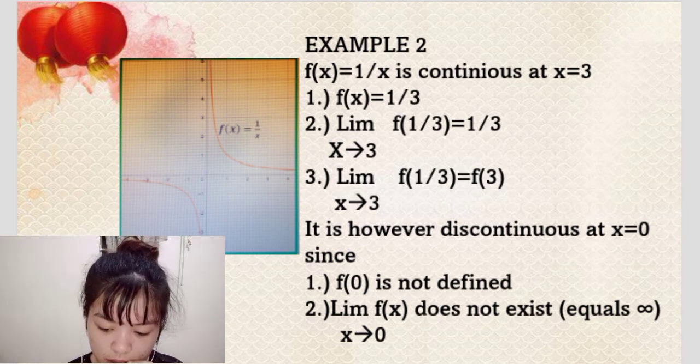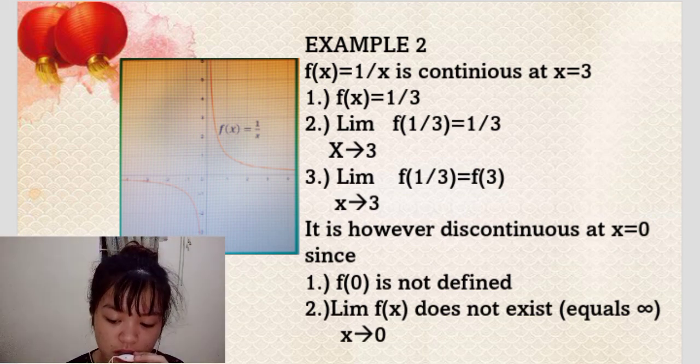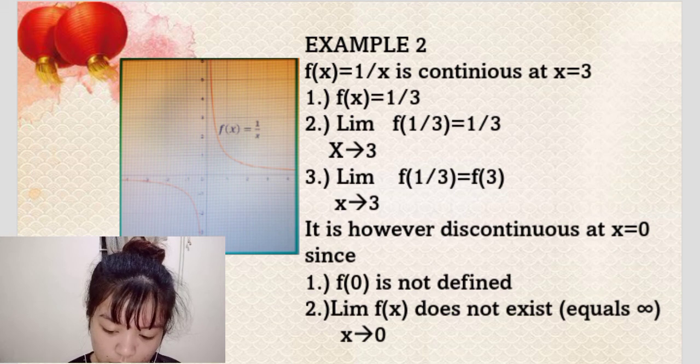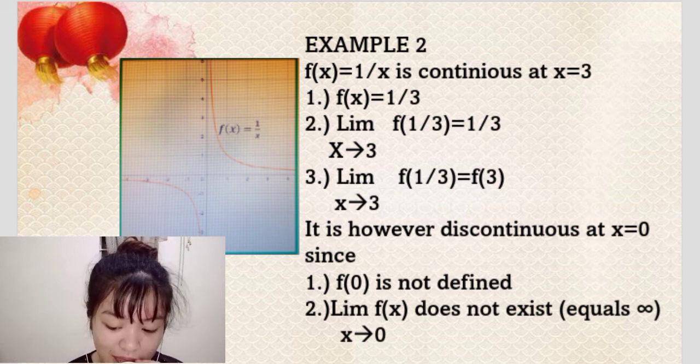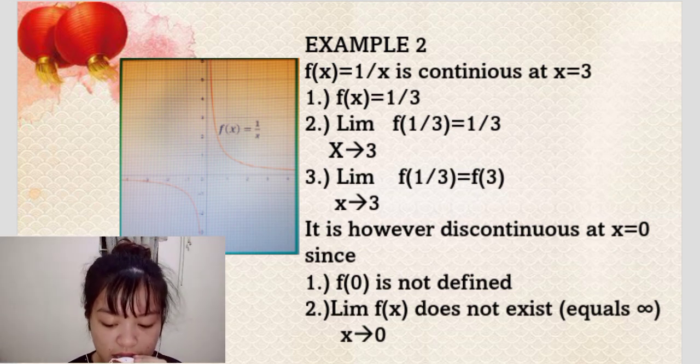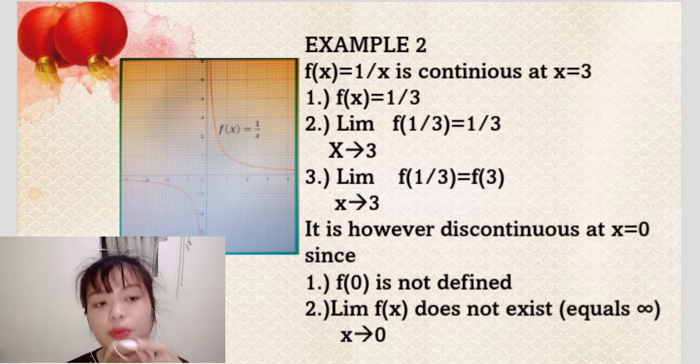Next is example number 2. f of x is equal to 1 over x is continuous at x equals 3. You will notice that it is continuous there, but it is however discontinuous at x equals 0. You can see there, guys, that the graph does not pass through the middle. That's why it is discontinuous. That is what being discontinuous means.